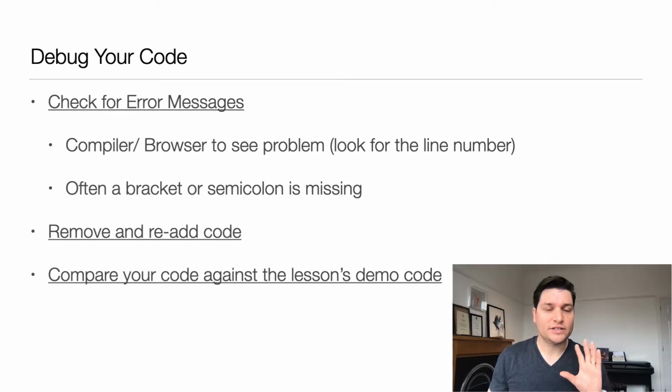So the first thing you need to do is, when you get an error, you need to debug it. Now, don't worry if these terms don't make sense now. They're going to be very clear very soon. So debugging is removing the errors in your coding.